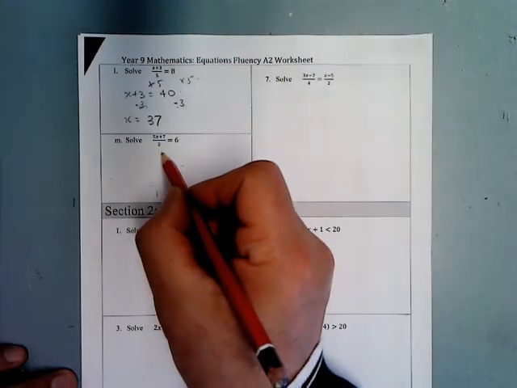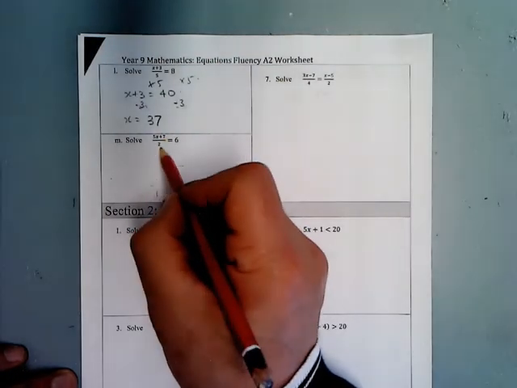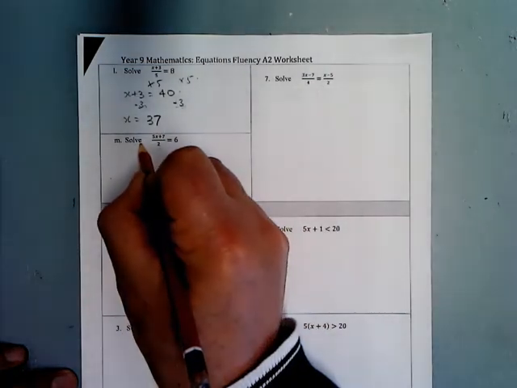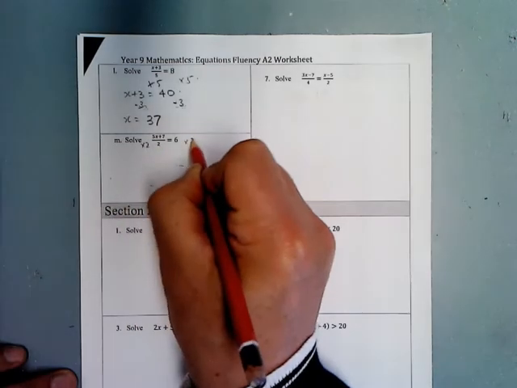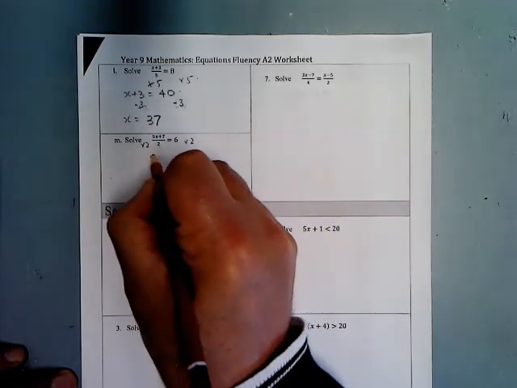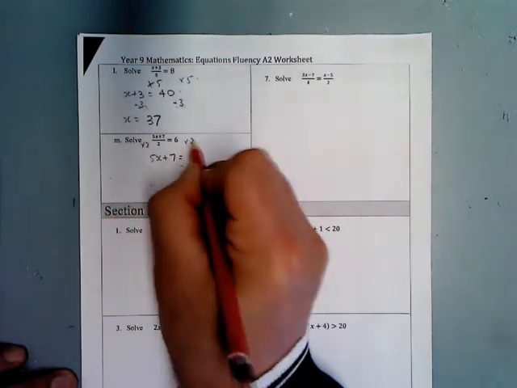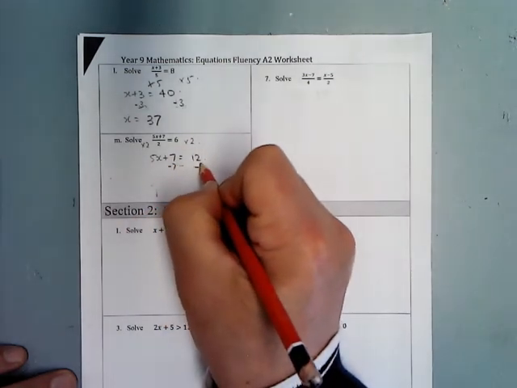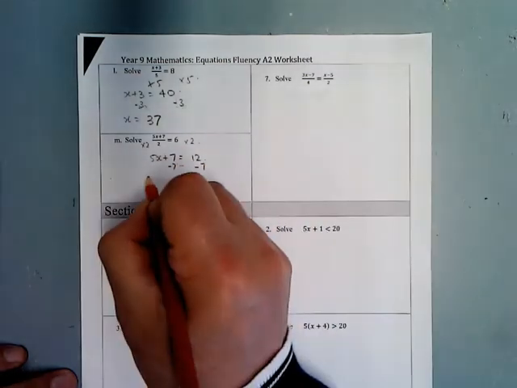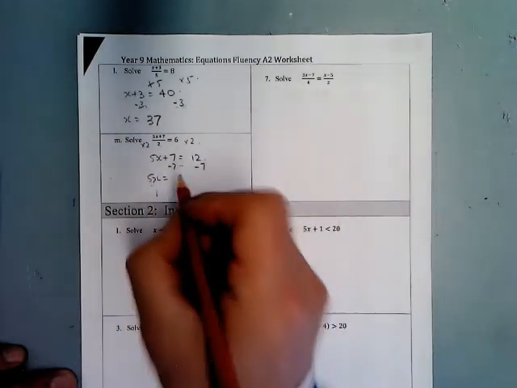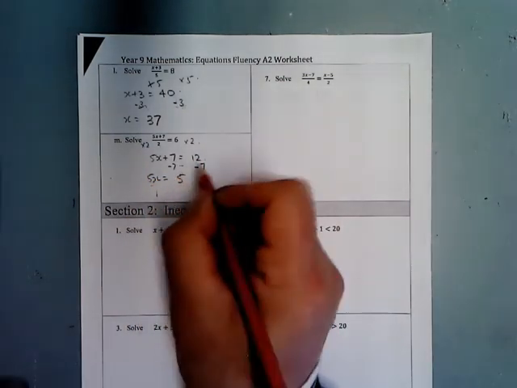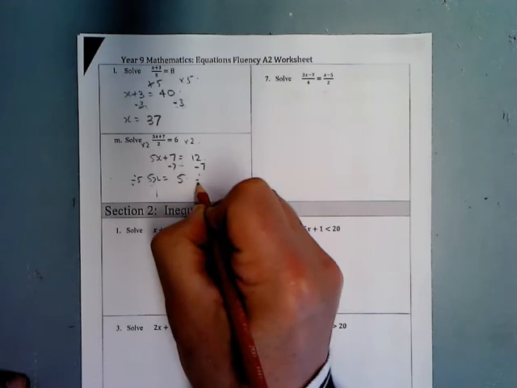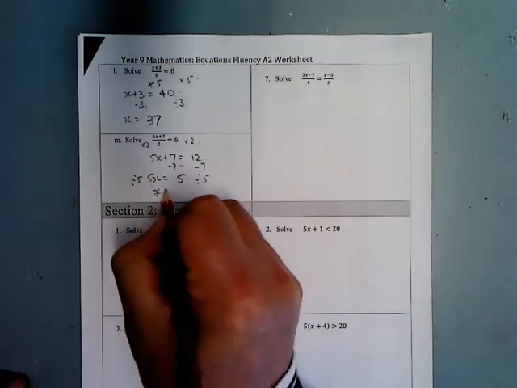Okay, question M. (5x + 7) over 2 equals 6. Let's get rid of that 2, so I'll multiply this side by 2, likewise on that side, and I'll be left with 5x + 7 equals 6 times 2, which is 12. Let's get rid of the 7, so I'll subtract 7 from there, subtract 7 from there also. 5x equals 12 minus 7, which is 5. Let's get x on its own, so I'll divide this side by 5, likewise on this side, and I'm left with x equals 1.